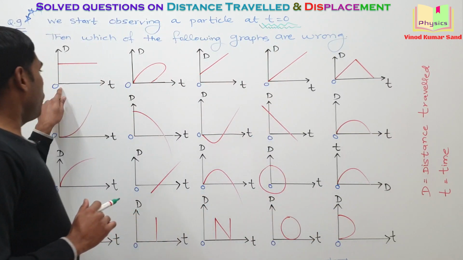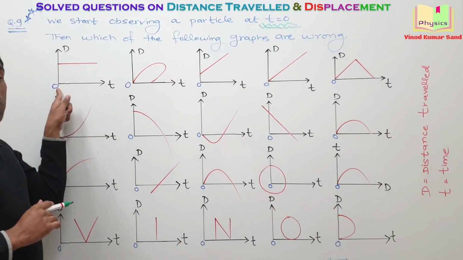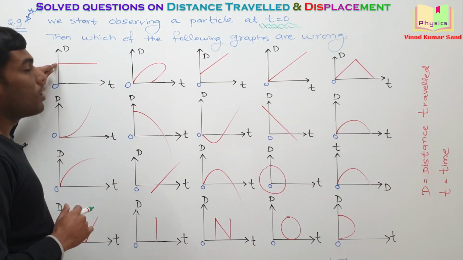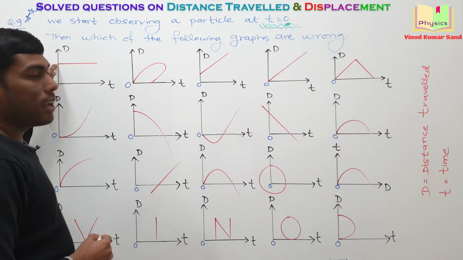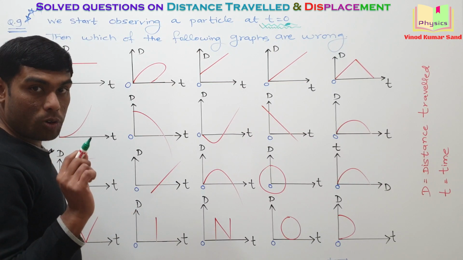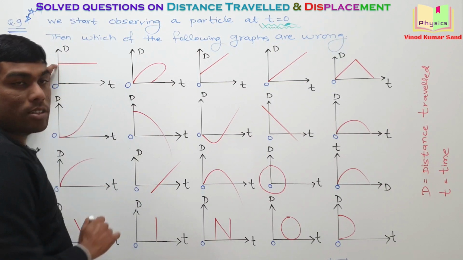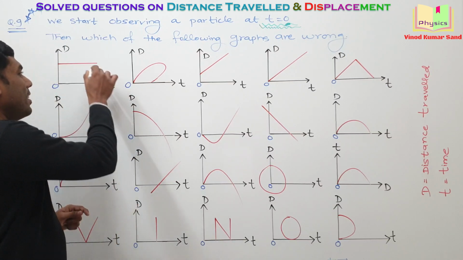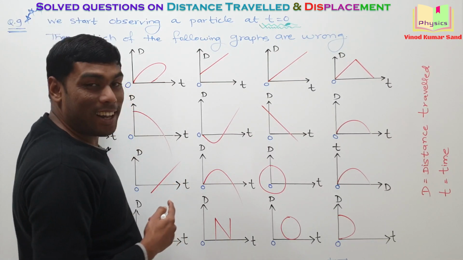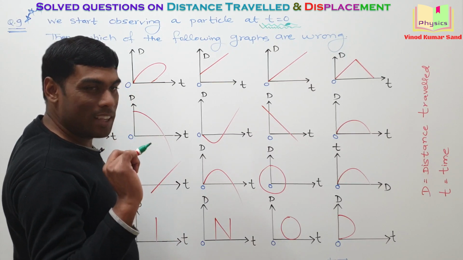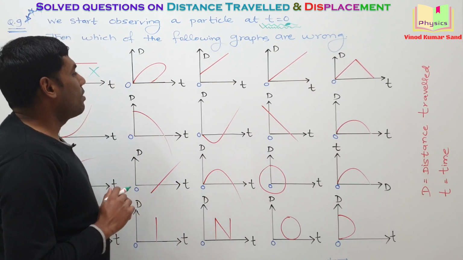So the first graph, at t is equal to 0, the distance traveled is non-zero. When you are starting the observation, the particle must have the zero distance traveled. That's why this graph should be wrong. Might be few of you people have thought that this is a correct graph. It's not correct.